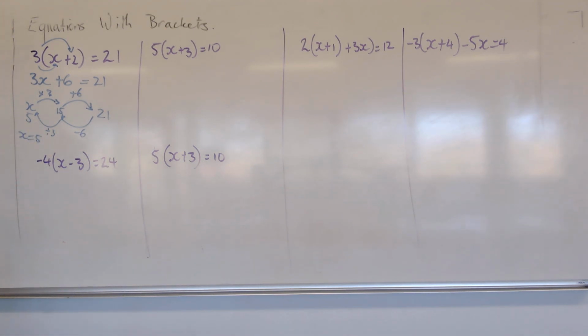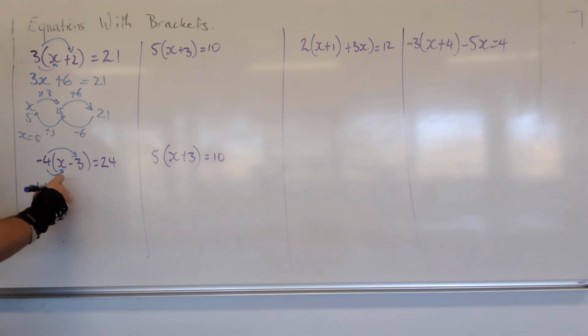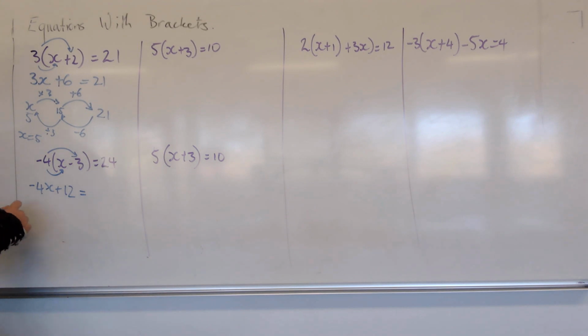Okay. Our next one here, a little bit different because we've got some negatives involved. So we've got negative 4 outside of x take 3, equals 24. So again, we're going to expand our brackets first. So we have negative 4 times positive x, means we have 4x, a negative times a positive gives us a negative. Right? Then I have negative 4 times negative 3. Well, 4 3s are 12, and a negative times a negative gives us a positive. Okay? So a negative 4x plus 12 equals 24.